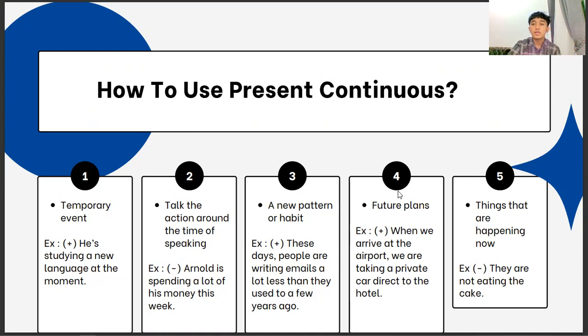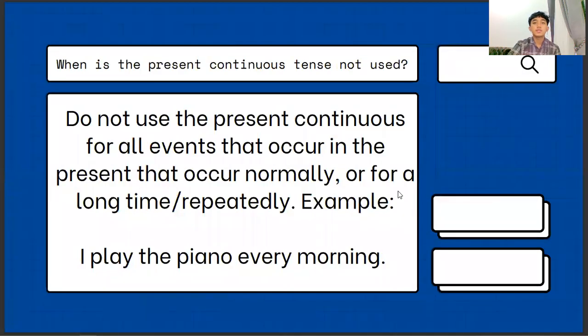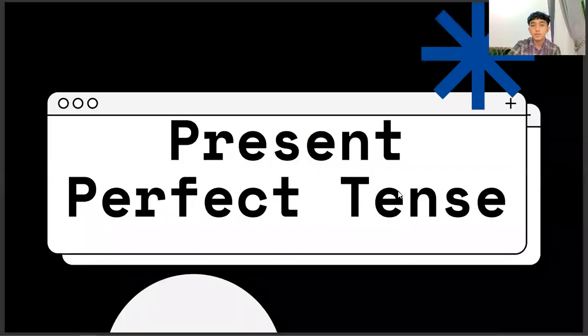And number 5 is things that are happening now. And the example is like, they are not eating the cake. When is the present continuous tense not used? Do not use present continuous tense for all events that occur in the present that occur normally or for a long time or repeatedly. The example is like, I play the piano every morning.